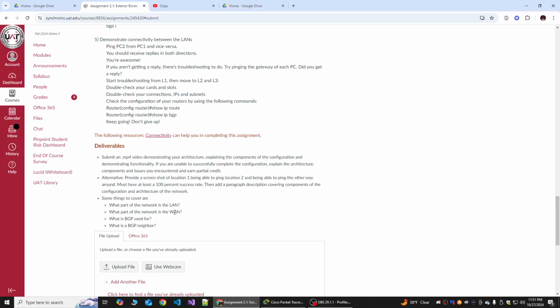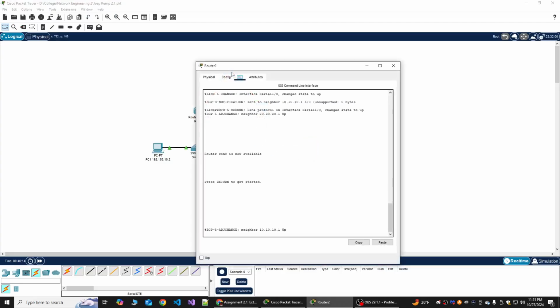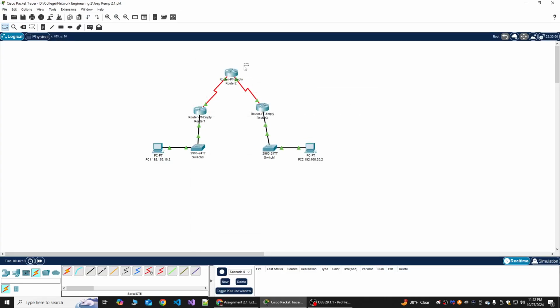Looking at the second question, what part is the WAN, or wide area network? That would be this main router, or router 2 here. The connection between the main router and the internet allows the local network to access external networks and services.